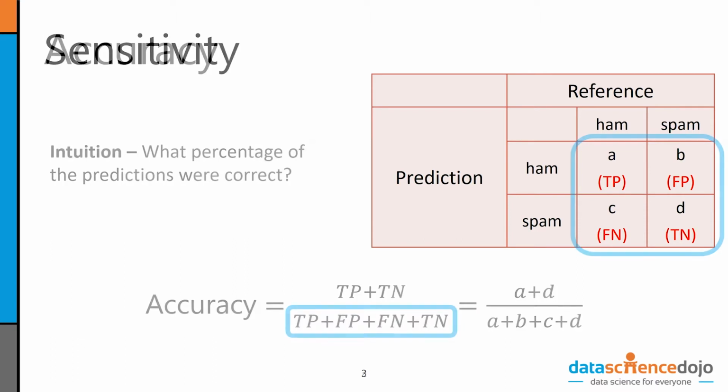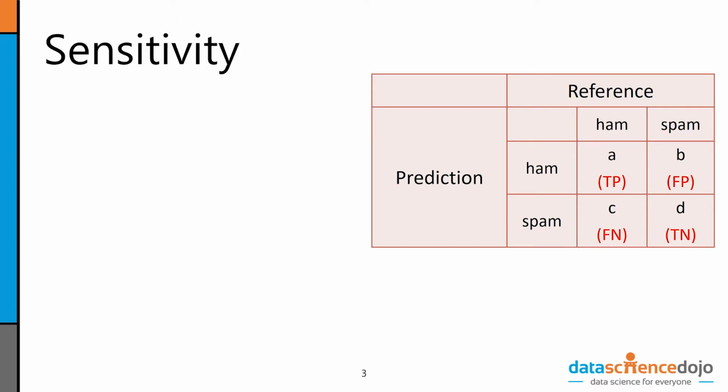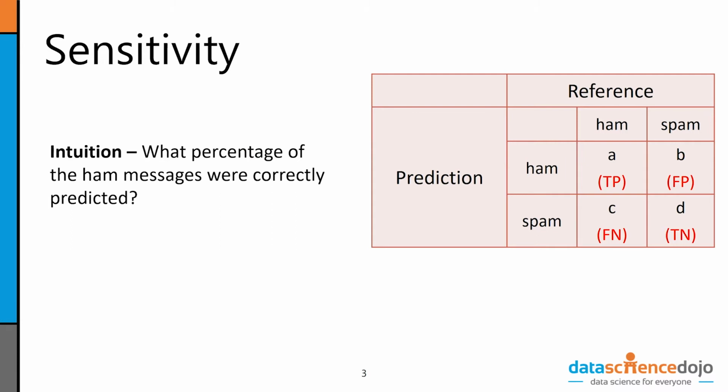So moving on, we can look at sensitivity. Now here's the intuition around sensitivity. Sensitivity is what percentage of my ham messages were correctly predicted. Not what percentage of all the predictions were correct, just only the ham messages. I don't care about spam for this particular metric. I only care about ham. Out of all of the ham predictions that I made, what percentage of those predictions were correct?